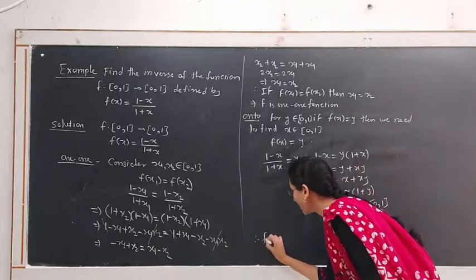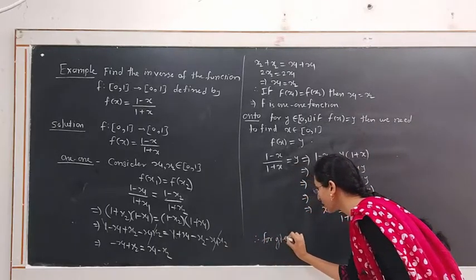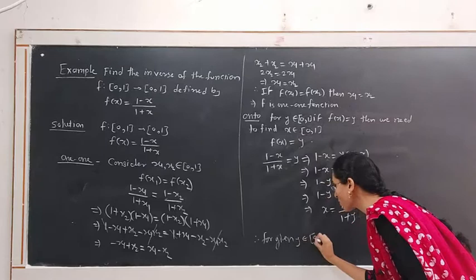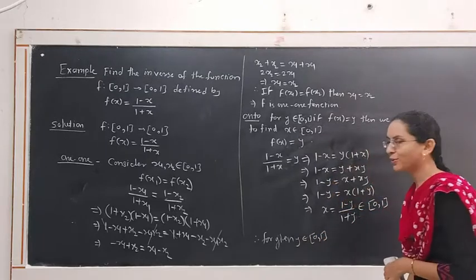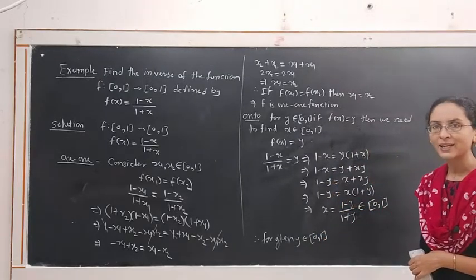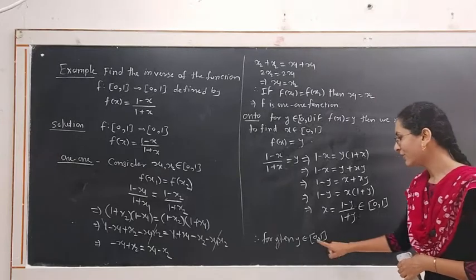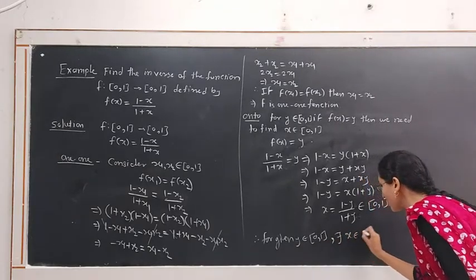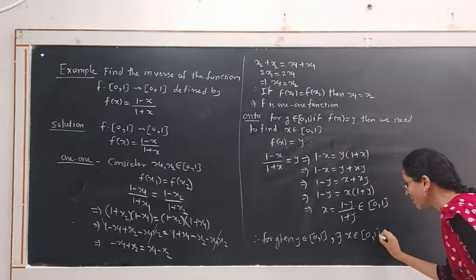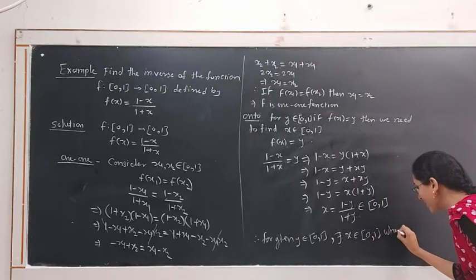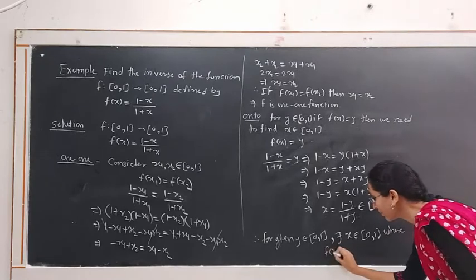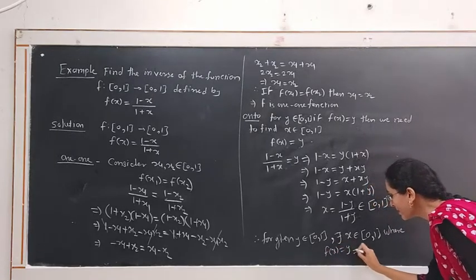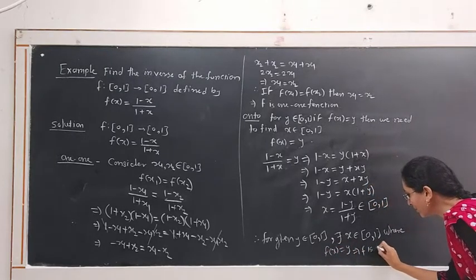Therefore, for given y belonging to the closed interval 0, 1, because here domain and codomain are both the same, the closed interval 0, 1, for given y belonging to the closed interval 0, 1, there exists x belonging to the closed interval 0, 1, where f of x is equal to y. This implies f is an onto function.